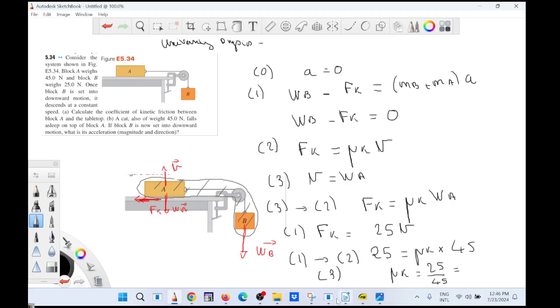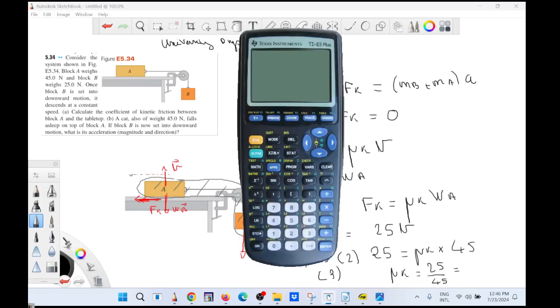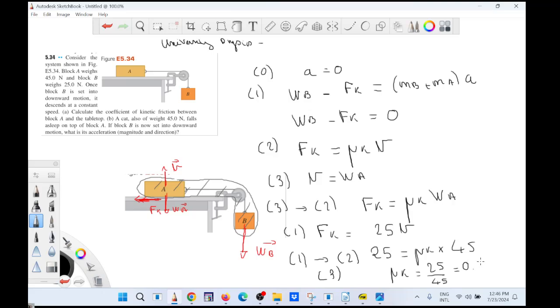It's going to be 25 divided by 45, 0.556. So you have 1, 2, 3 significant figures. So I can keep 3 here.